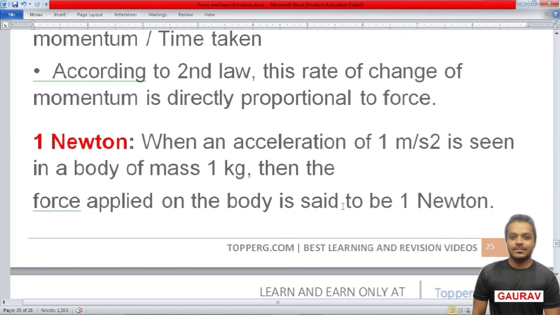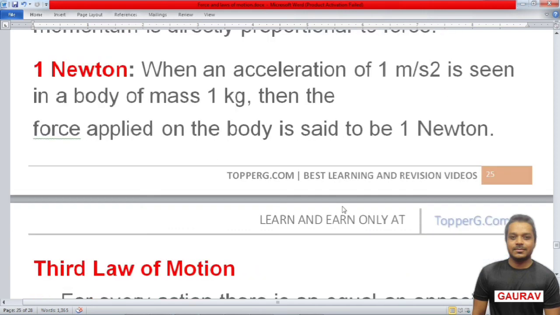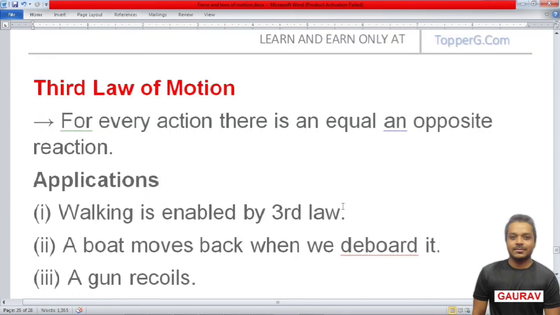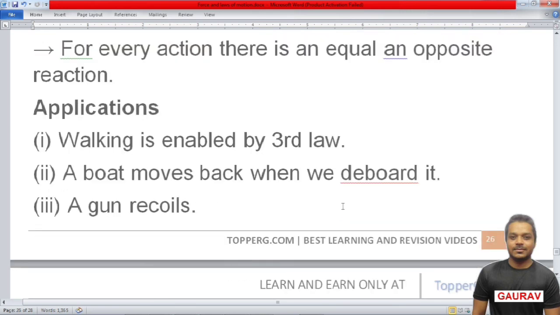1 Newton. When an acceleration of 1 meter per second square is seen in a body of mass 1 kg, then the force applied on the body is said to be 1 Newton. Third law of motion. For every action there is an equal and opposite reaction.